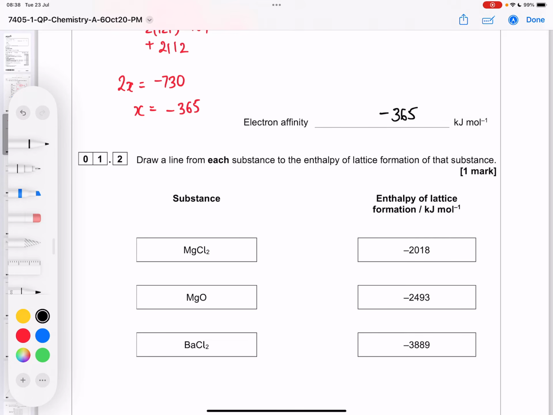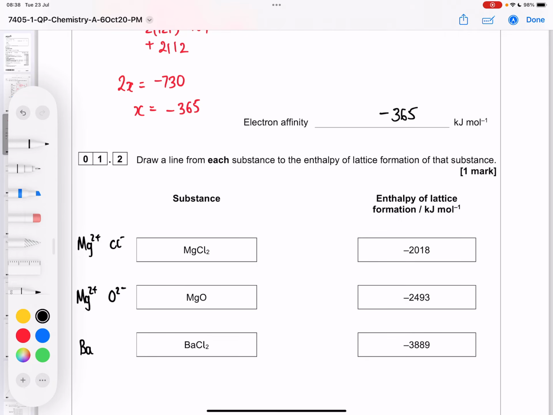Draw a line from each substance to the enthalpy of lattice formation of that substance. So it's not that you're supposed to know them. What you're supposed to use is your knowledge of the charge density of the ions to say which one would have the strongest attractions in the lattice and therefore the most exothermic lattice formation. So here we've got Mg2+ and Cl minuses. Here we've got Mg2+ and O2 minuses. So the oxide ions have a higher charge density than the chloride ions, so this would be stronger attraction, so a more negative answer than magnesium chloride.